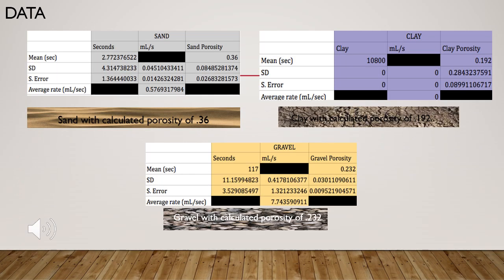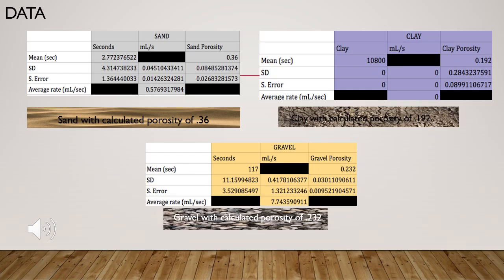The first thing we must do is calculate the constant K, which represents the porosity of the media being used, and it's calculated by finding 1 minus the bulk density over the particle density. I did these calculations myself and found the average porosity of sand to be 0.36. Gravel turned out to be 0.232. Clay had a result of 0.192.